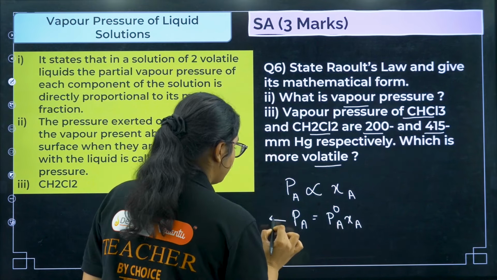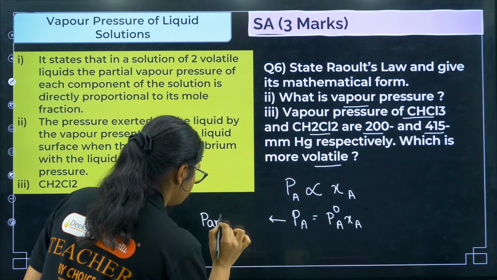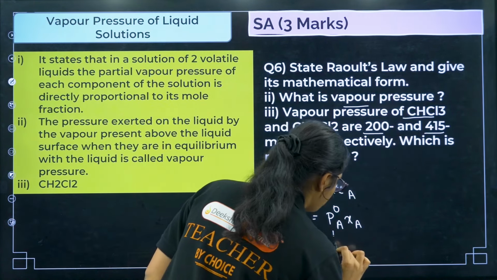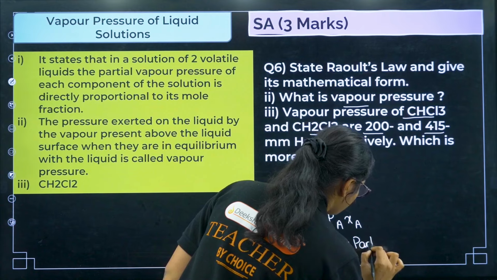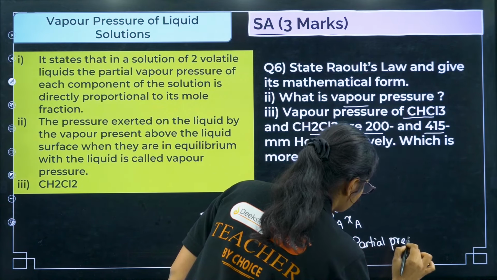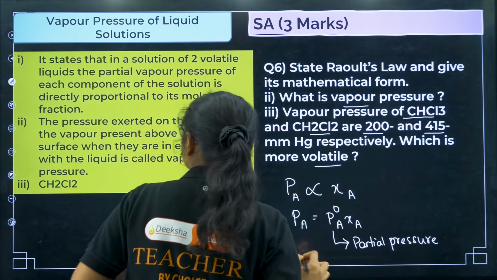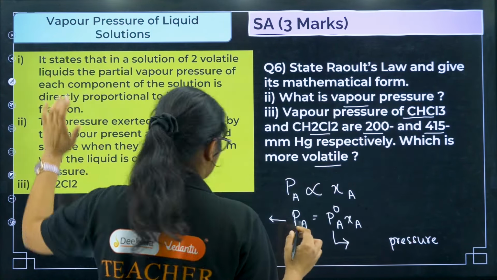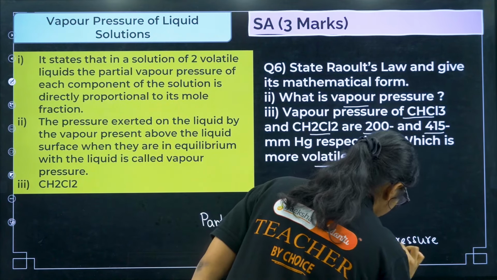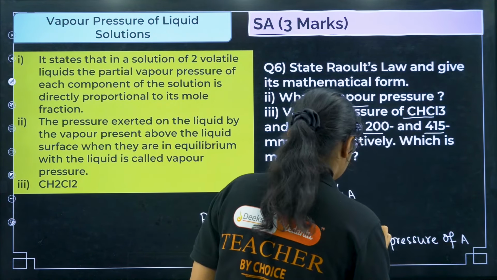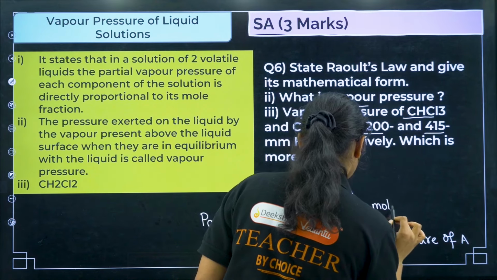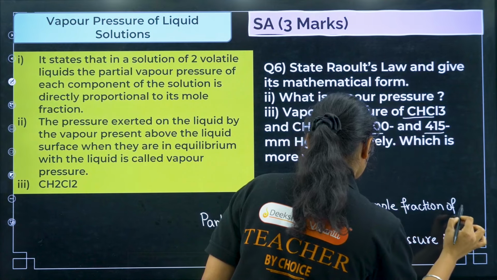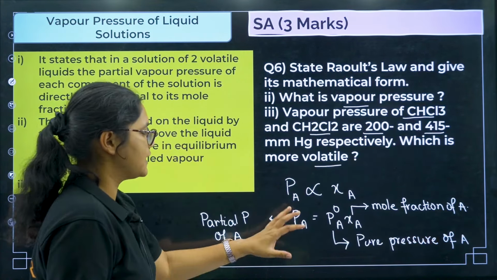So what is PA? Partial pressure of A. What is P naught A? Sorry, not partial pressure, pure pressure of solvent A. We have pure pressure of A. Then XA is mole fraction of A. Clear? So that is the first term.